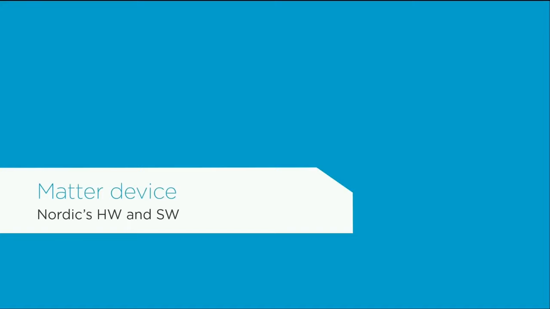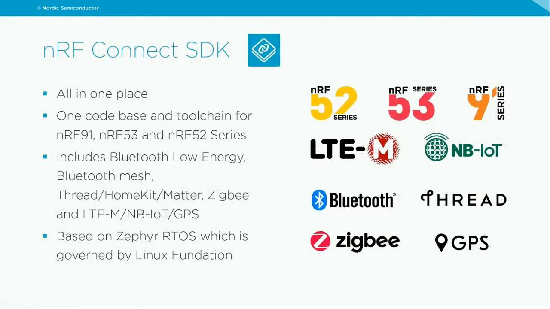So how can you build a Matter device using Nordic hardware and Nordic software? nRF Connect SDK combines all wireless support with low-level drivers and middleware for all Nordic wireless devices. nRF Connect SDK targets the nRF52 family, nRF53 family, and nRF91 family for cellular. It is one integrated SDK, one code base, which is common for all our technologies. It includes support for Bluetooth Low Energy, for Bluetooth Mesh, for Thread and Thread-based application layers like HomeKit and Matter, for Zigbee, and for cellular technologies like LTE-M, NB-IoT, and GPS.